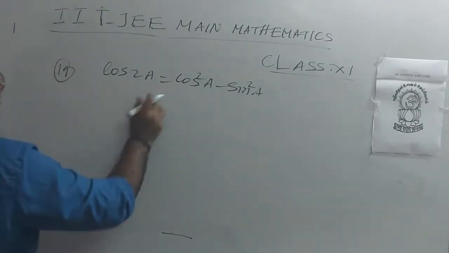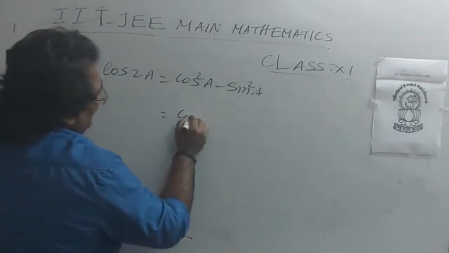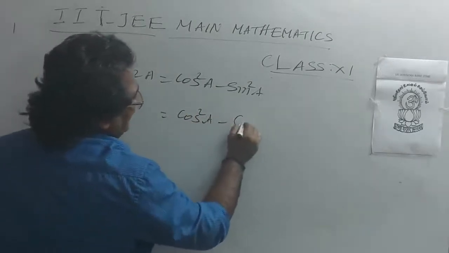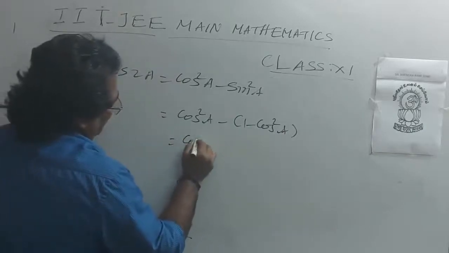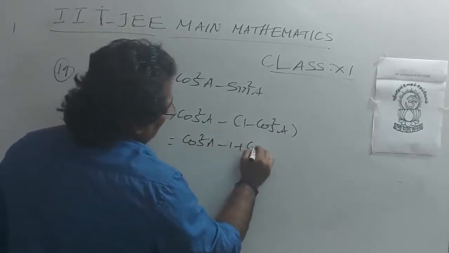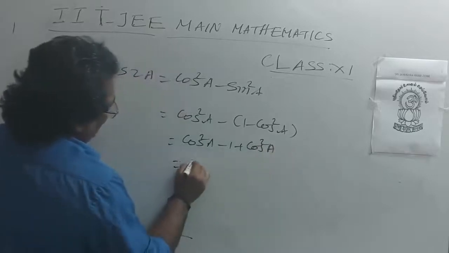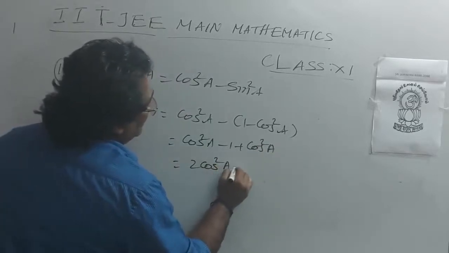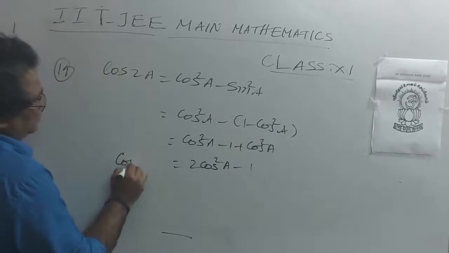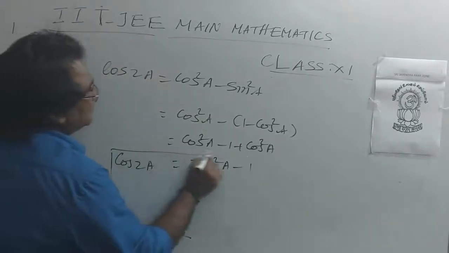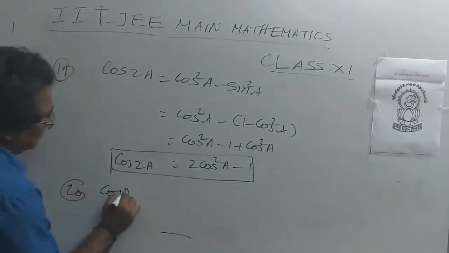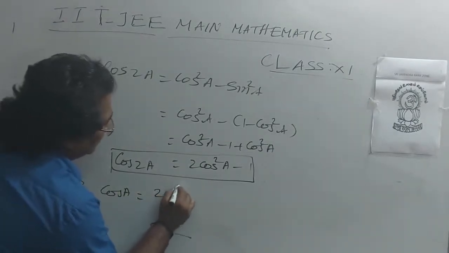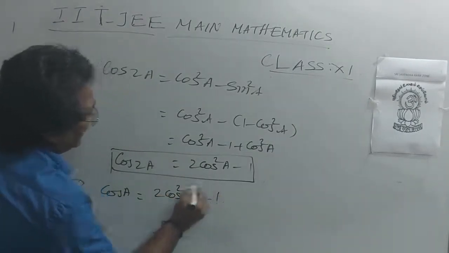Again you take cos 2a equal to cos squared a minus sin squared a. You take cos squared a as it is. In place of sin squared a you can write 1 minus cos squared a. Cos squared a minus 1 plus cos squared a, which is 2 cos squared a minus 1. So cos 2a equal to 2 cos squared a minus 1. From this, cos a equal to 2 cos squared a by 2 minus 1.